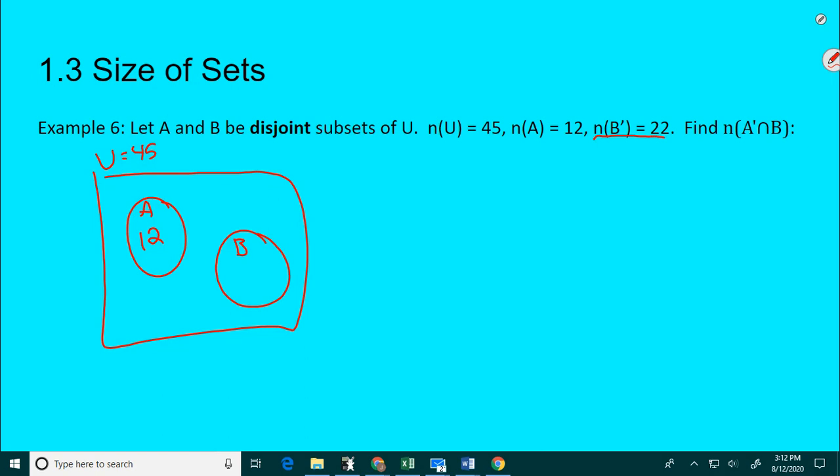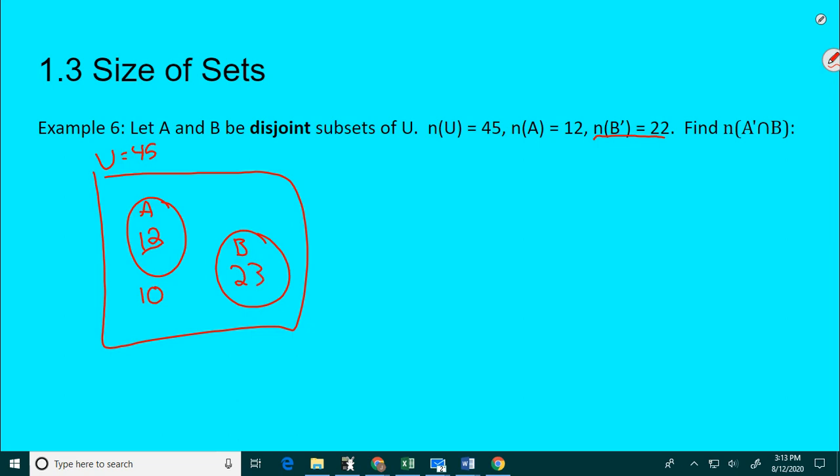B complement is 22. So not B would be complement. Okay, so everything not in B. So, well, we have 12 that are not in B, 22 total not in B, so that leaves 10 to be sitting outside there. Okay, and then now we just need to figure out what's in B. Well, 10 and 12 is 22. There's 45 total, so that's 23 in B. Okay, so Venn diagram done.